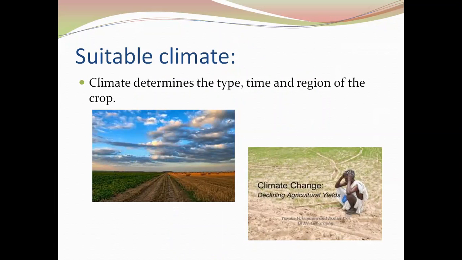Students, climate is very important for growing crops, as climate determines the region, type of crop, time and type of crops that can be grown in a place. For example, wheat is a crop that requires a warm and dry climate. If you try to grow wheat at the North Pole, where there is snow throughout the year and hardly any sunlight, wheat will not grow because it requires a warm and dry climate. So suitable climate is very necessary for growing crops.